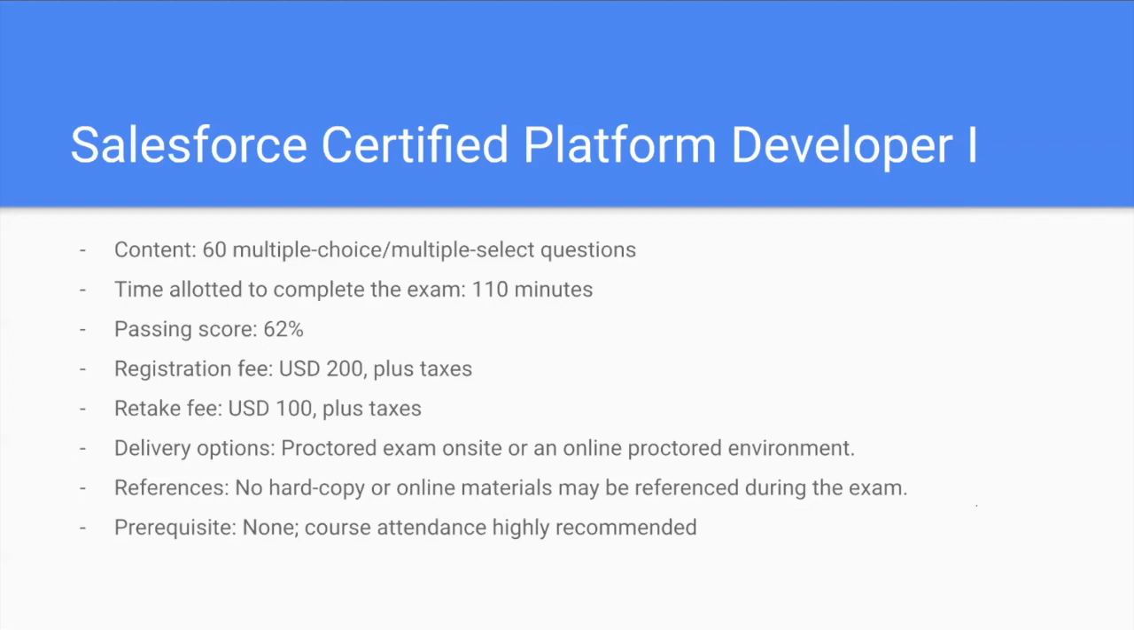And you get 110 minutes for the exam. So that's a little bit under 2 minutes per question. The passing score is 62%, and the exam does cost $200. And if you do not pass the first time around, you'll have a second shot and you can pay a reduced fee of $100 for the retake.